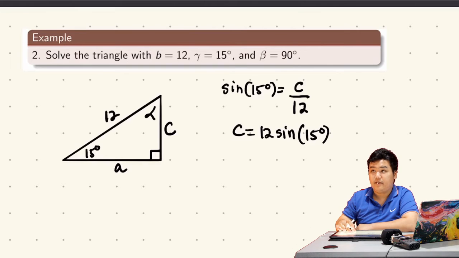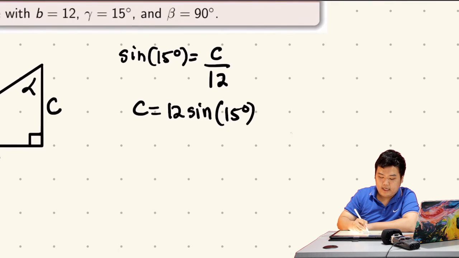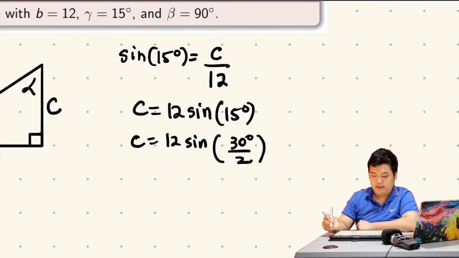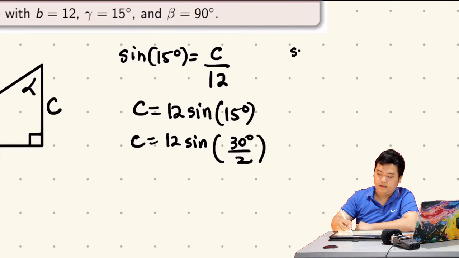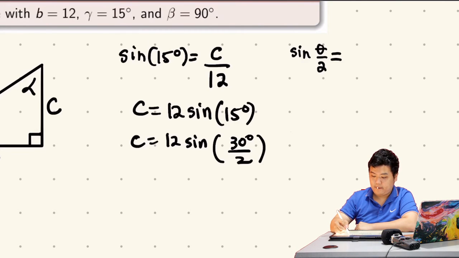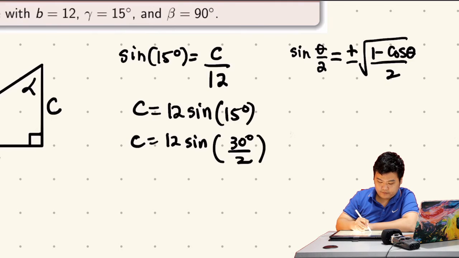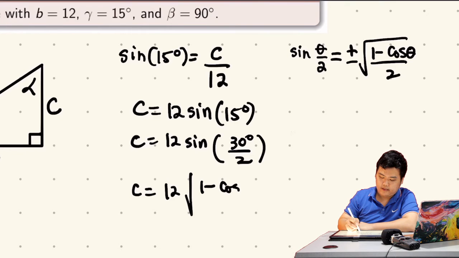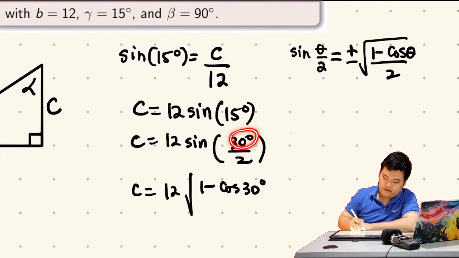O, kaso hindi special si 15 degrees. Gagamit tayo ng identities to solve sine 15 degrees. Sine 15 degrees is sine of 30 degrees over 2. At ano yung half angle formula for sine theta over 2? That is plus minus square root of 1 minus cosine theta over 2. So, ang theta over 2 natin is 15 degrees, so ibig sabihin ng sine mo is positive. So magiging square root siya ng 1 minus cosine 30 degrees, our theta is 30 degrees, all over 2.